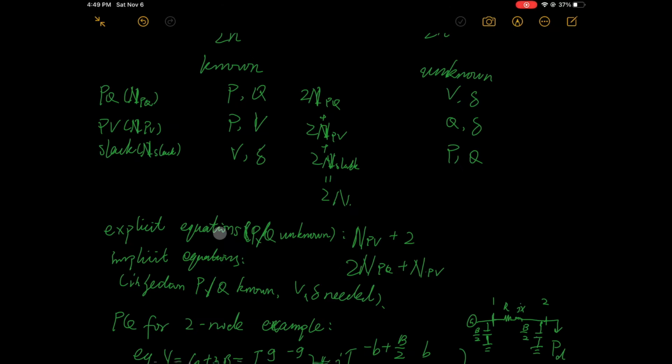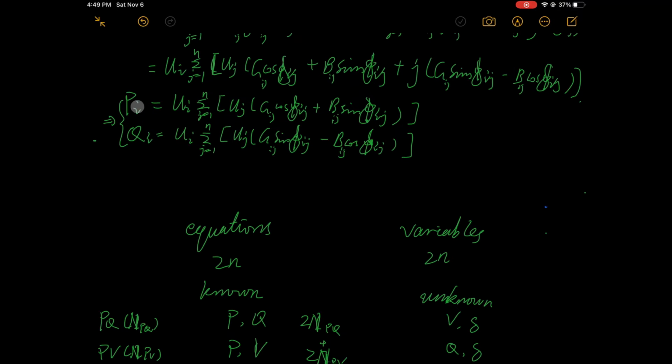For example, for PQ nodes, if we know P and Q and put the values in the equation, we still can't get U and delta immediately, so these two equations are implicit equations. And it's the same for the P equation in PV nodes. However, for the Q equation in the PV node, if we put the values V and delta, which can be calculated from the implicit P equation, then we simply calculate the right-hand side and the Q value is obtained.